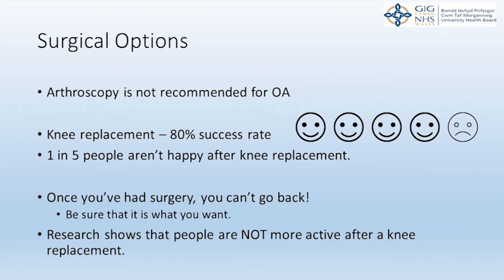The last thing to talk about is surgery. The main surgery for OA knee is a knee replacement. Some people may have had arthroscopies or washouts in the past, but these types of surgery do not help for OA. A knee replacement has an 80% success rate, which is pretty good, but that does mean that 1 in 5 people are not happy with the outcome. Wanting a knee replacement is fine, but just be sure that you have considered all the options, because once you have it, you can't go back.